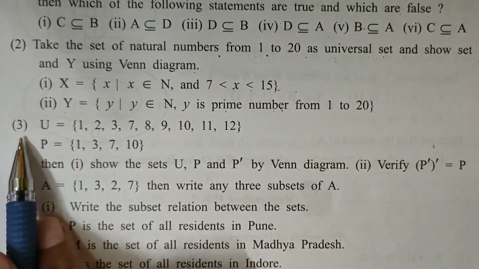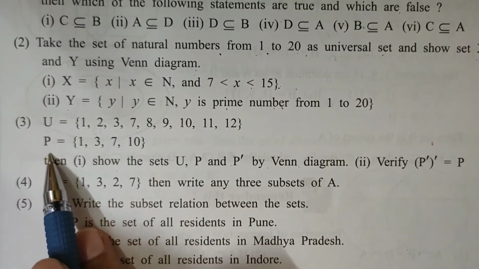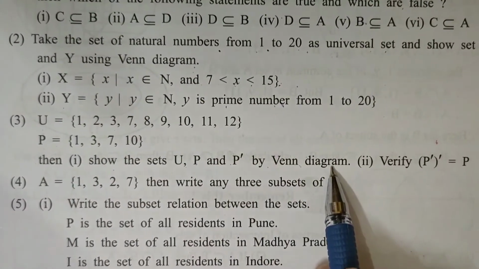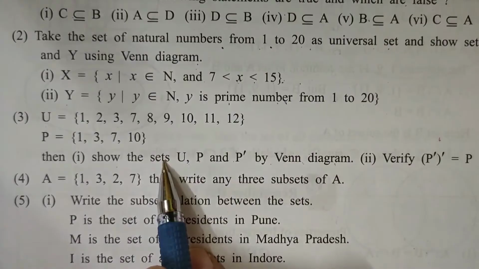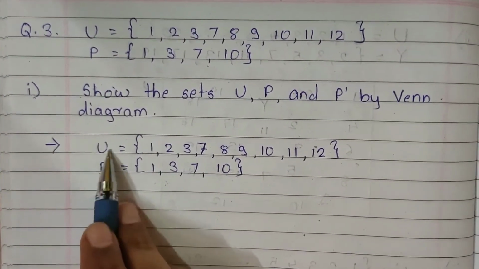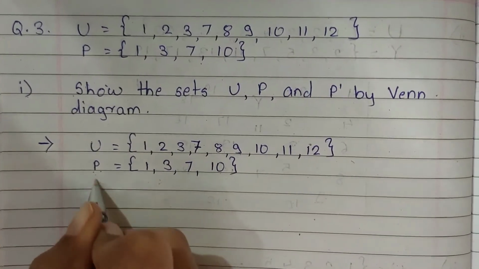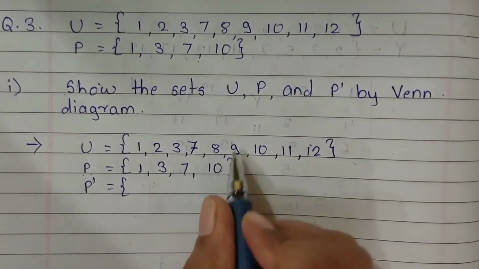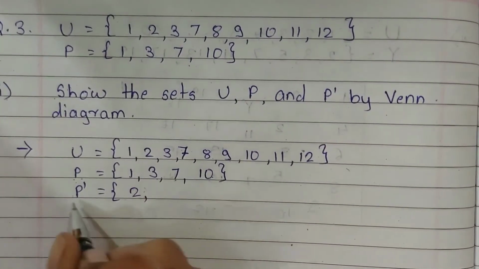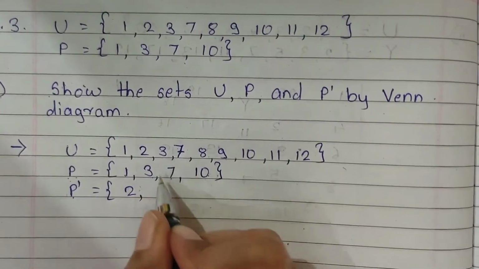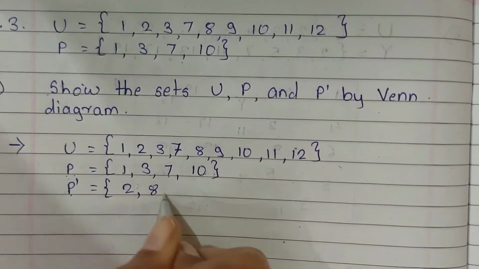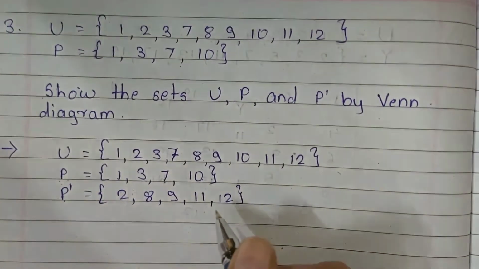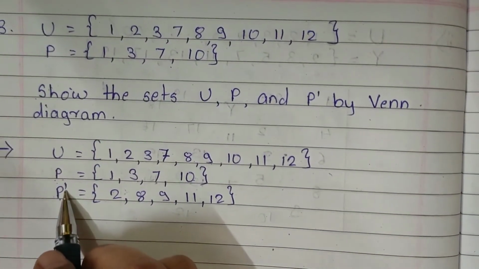See the third question. They have given the sets U and P and they asked to show the sets U, P and complement of P by Venn diagram. So in the notebook I have solved this. First copy down the given sets U and P, and then we will find the complement of P. So we have to omit these elements from the universal set. So the remaining elements will be part of the complement of P. 2, 8, 9, 11, 12 are the elements of the set complement of P.